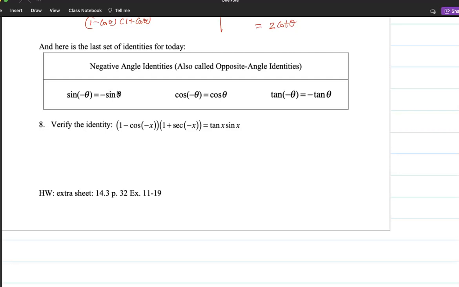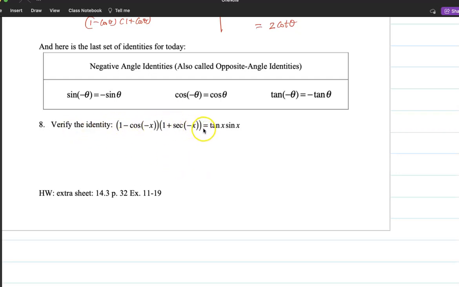Sine of minus 30 will be minus half. Right, minus half. Okay. And cos of minus 30 will be root 3 by 2. Yeah. And then tan of minus theta is minus tan theta. So odd function, even function, odd function. Okay, that's strange. But yeah.